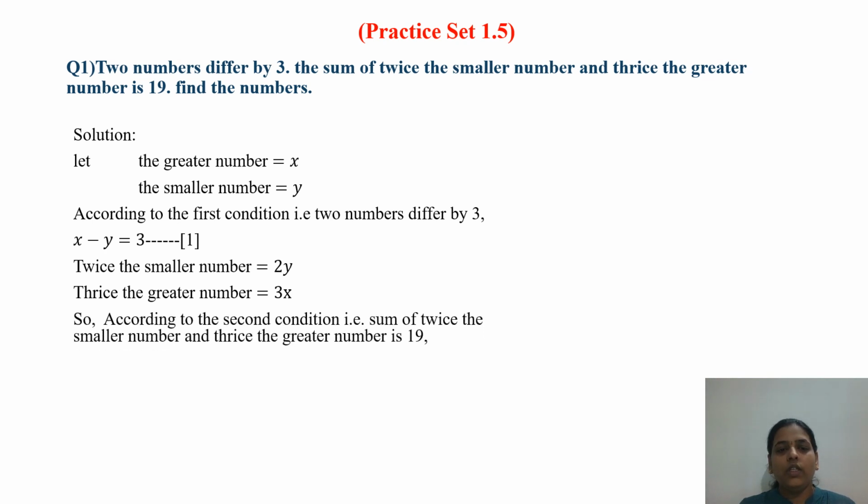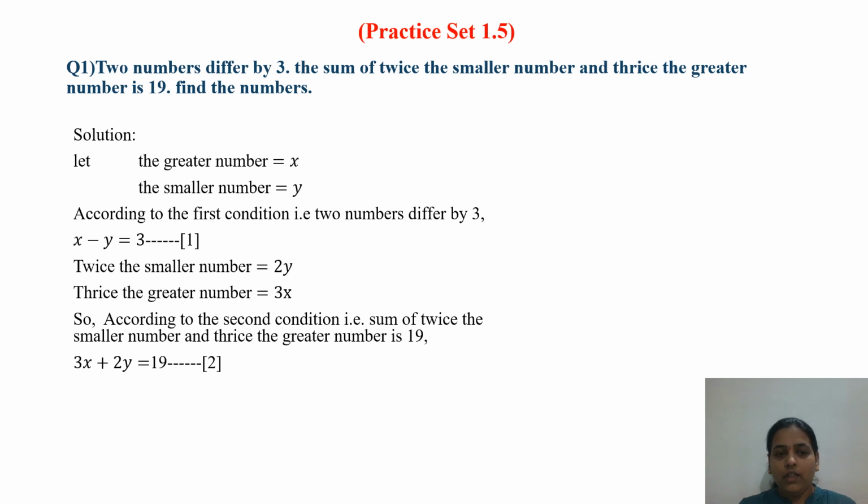Next, according to the second condition, the sum of twice the smaller number and thrice the greatest number. Twice the smaller number is 2y, and thrice the greatest number is 3x. So 3x plus 2y is equal to 19. Correct? Understand this? So this is your equation number 2, which is obtained from the second condition.